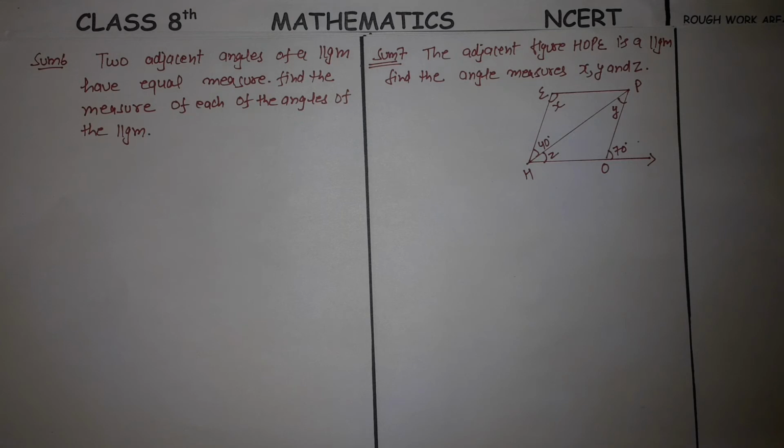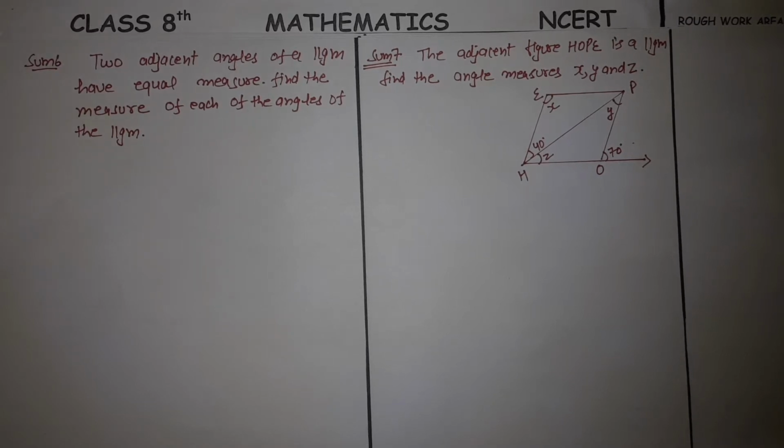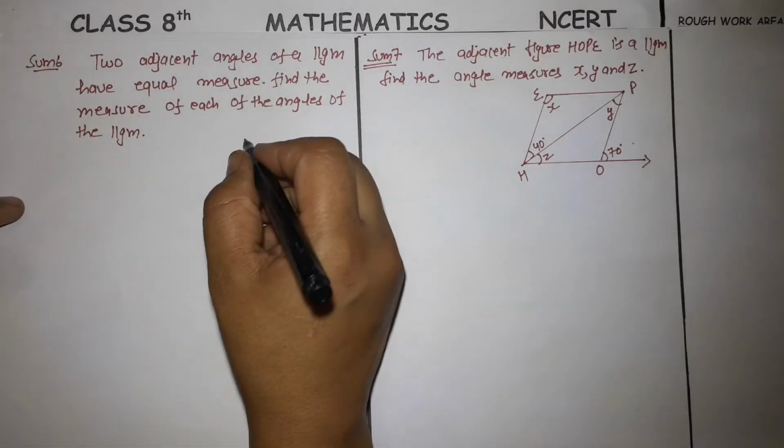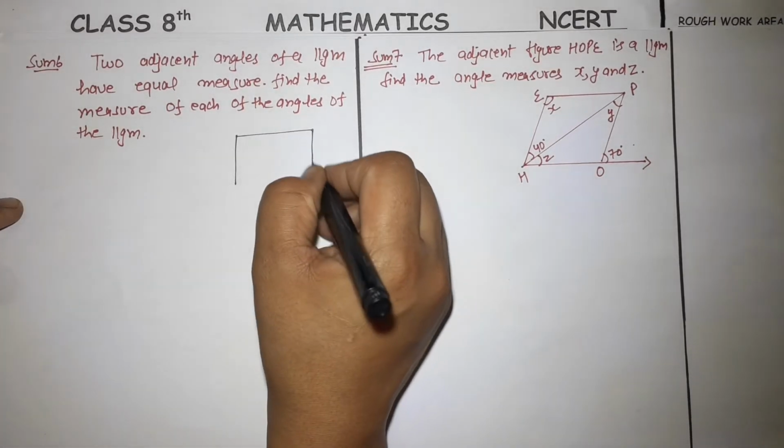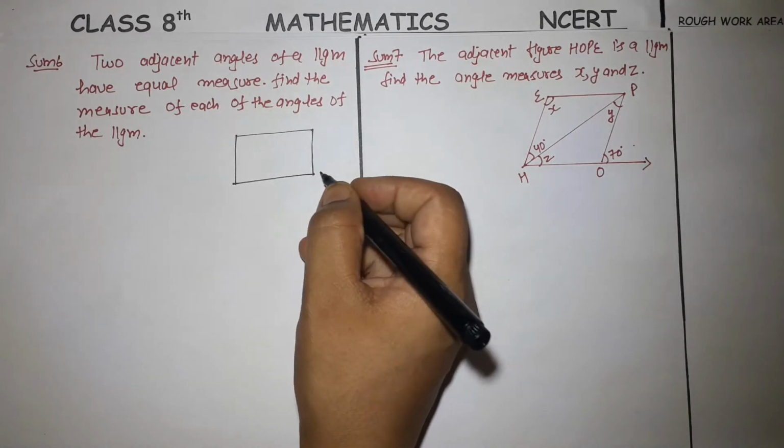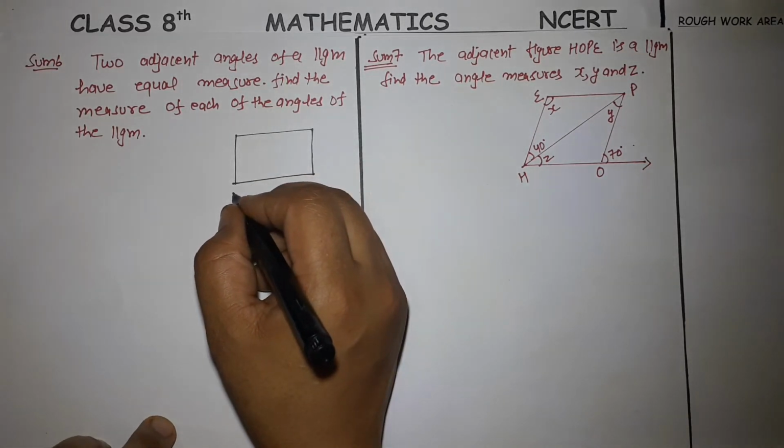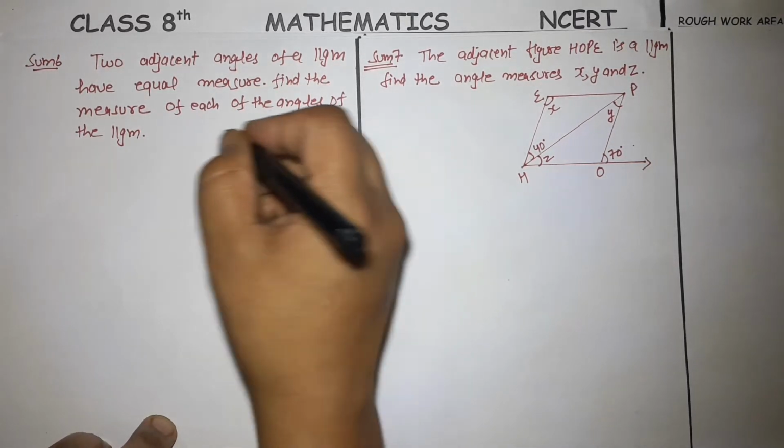Now next, sum number 6. Two adjacent angles of a parallelogram have equal measures. Find the measure of each of the angles of the parallelogram. Make the figure. Give its name. I am taking its name LOVE.